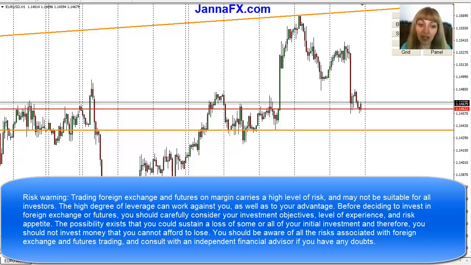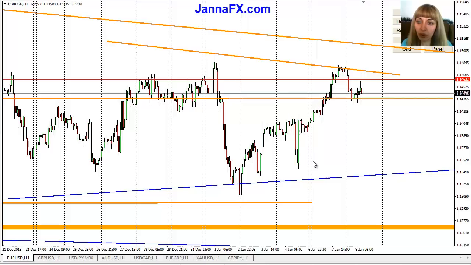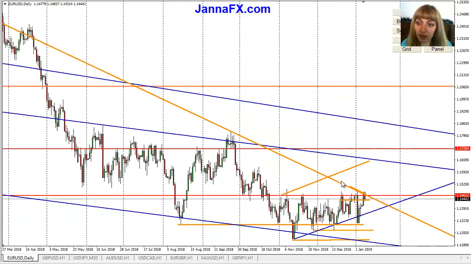for main pairs. But as usual, let's have a look at what happened previously, and I will show you once again how I was drawing my levels and looking for possible entry points every day, pretty much during the week. Okay, so we are starting with euro-dollar as usual, and you can see this is after Monday. The market moved, and now we are looking at possible movements where it can go.